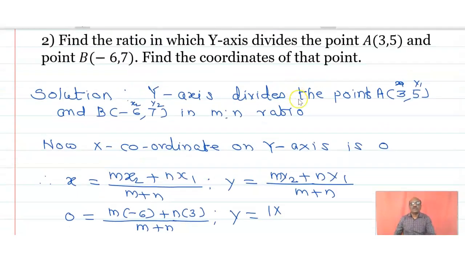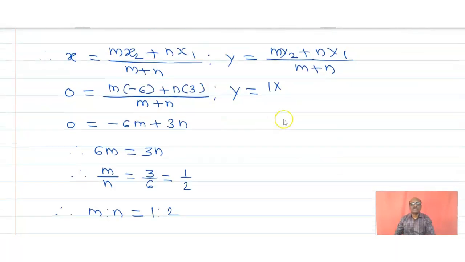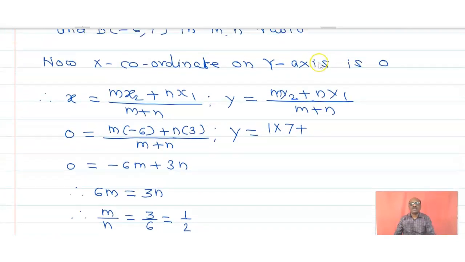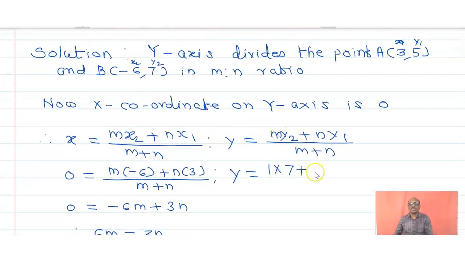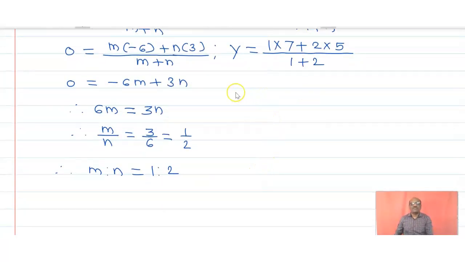Now coordinate y2. What is the y2 here? Y2 is 7. 7 plus n. What is n? N is 2. 2 and what is the y1? Y1 is 5. Divided by m plus n. M plus n means what? 1 plus 2. Okay. And we will evaluate this.